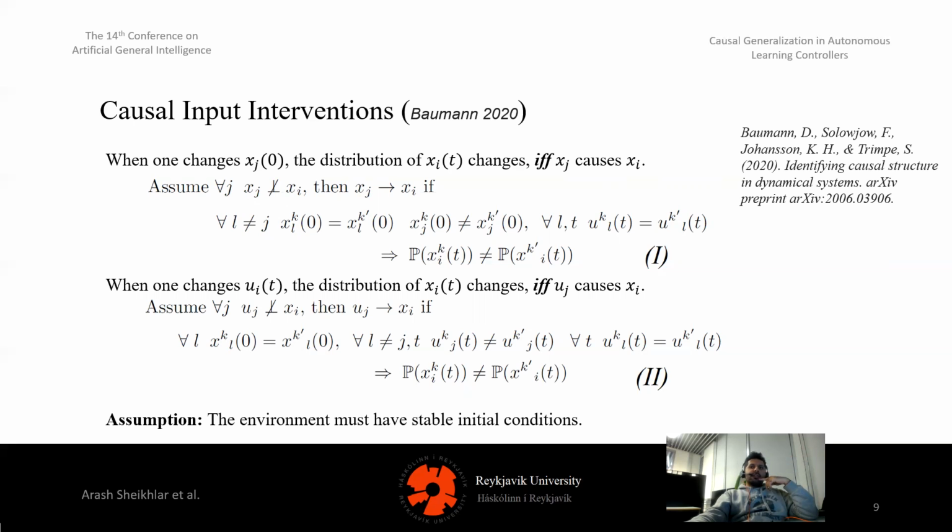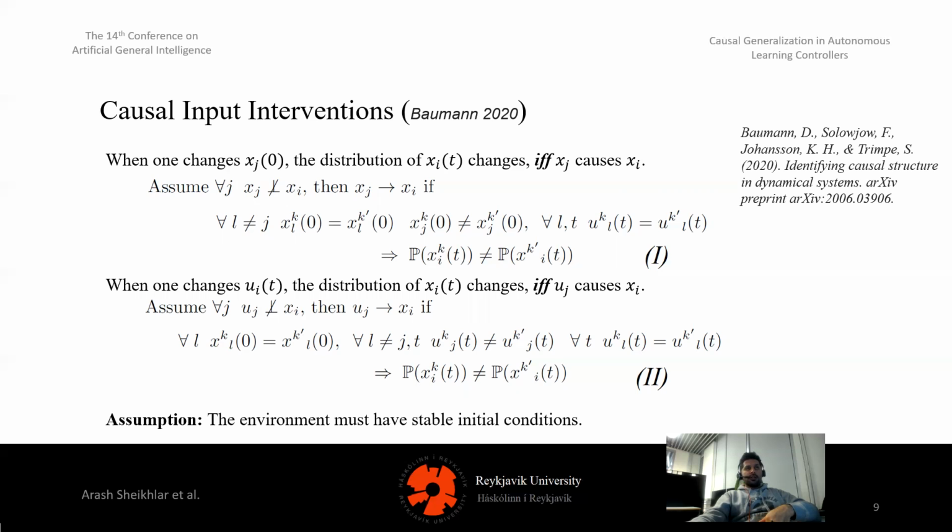The second form of input intervention is that you keep the initial conditions of all observables the same while you change one of the input signals like uj. Then if there is a distribution change in any of the observables like xi, we say there exists a causal influence from uj on xi.